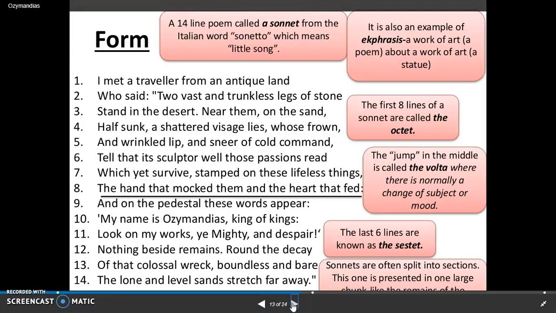The first 8 lines of the sonnet are called the octet. The jump in the middle is called the volta, where there is normally a change of subject or mood. The last lines are known as the sestet, and sonnets are often split into sections. This one is presented in one large chunk, like the remains of the statue.